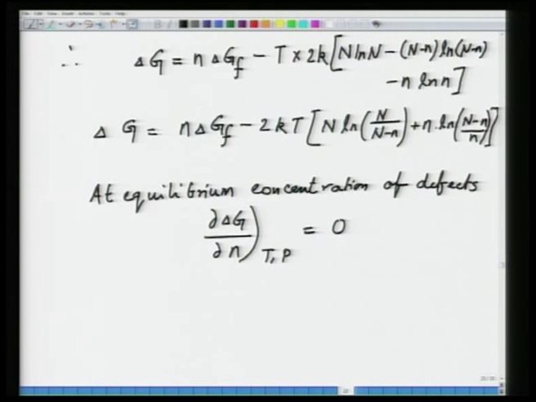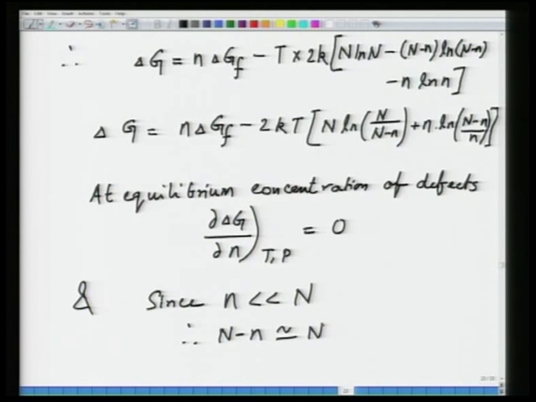And we can also assume, since the number of defects in the solid is going to be much smaller than the number of lattice sites, that small n is very small as compared to capital N. So, N minus small n is almost equal to capital N, and that you will see when we calculate these numbers. So, using these two formalisms, now you can simplify this equation further.